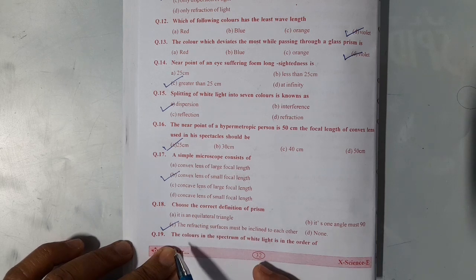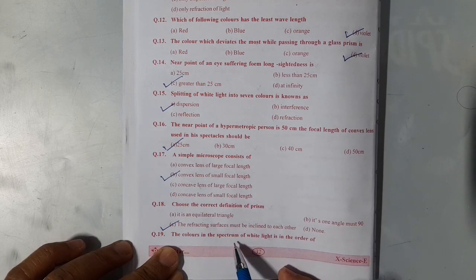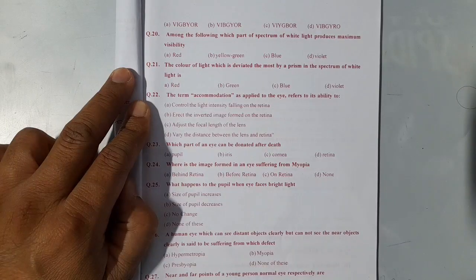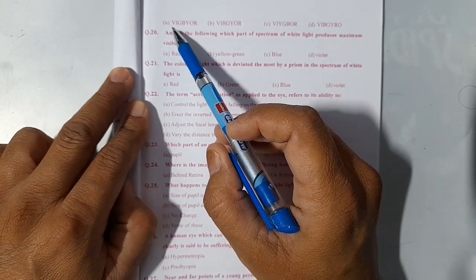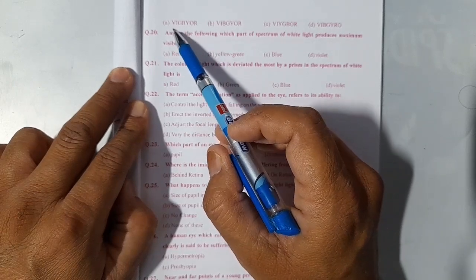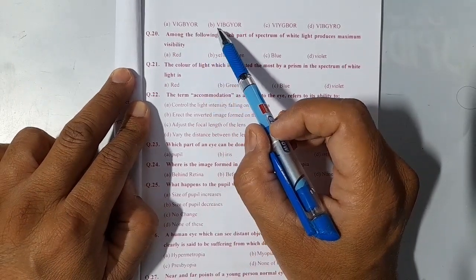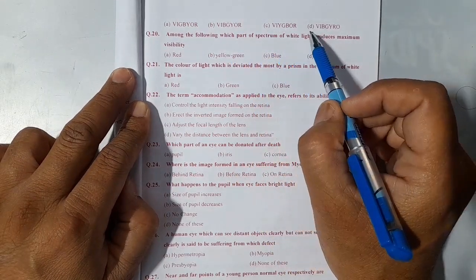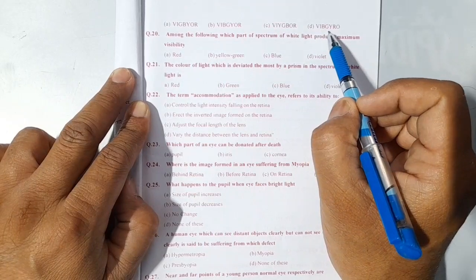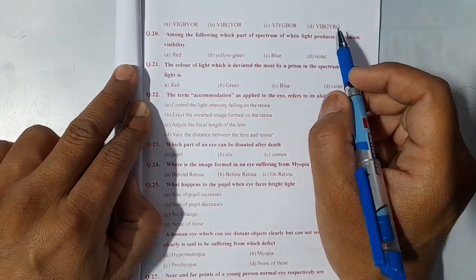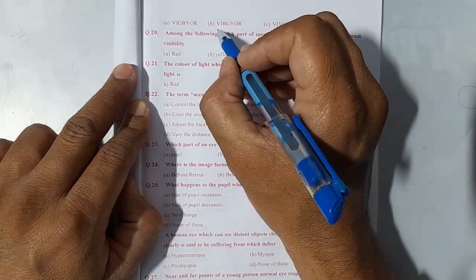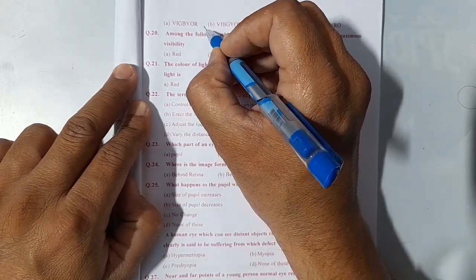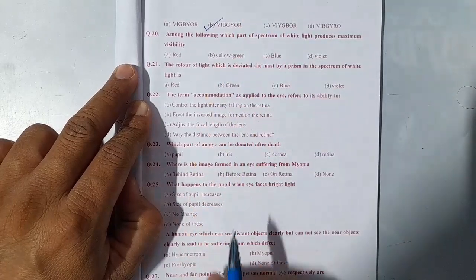Next question. The colors in the spectrum of white light is in the order of option A, VIG, BYR, VIGBOR. Option B, VIBGYOR. Option C, VIBGYBOR. Or option D, VIBGYRO. So students, the correct option is VIBGYOR. So the correct option is option B.